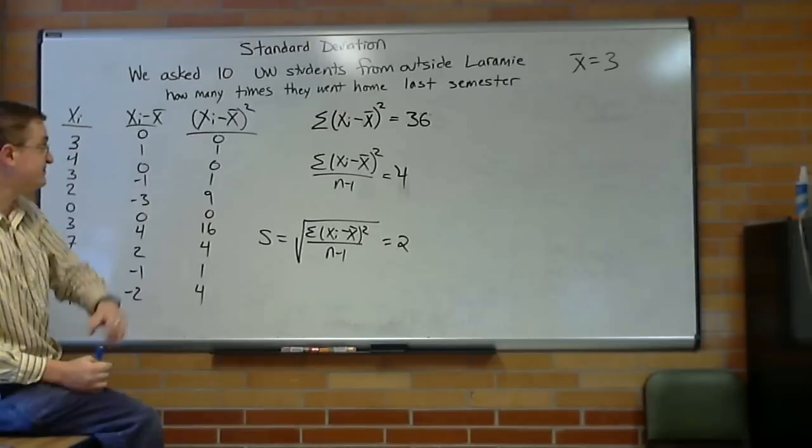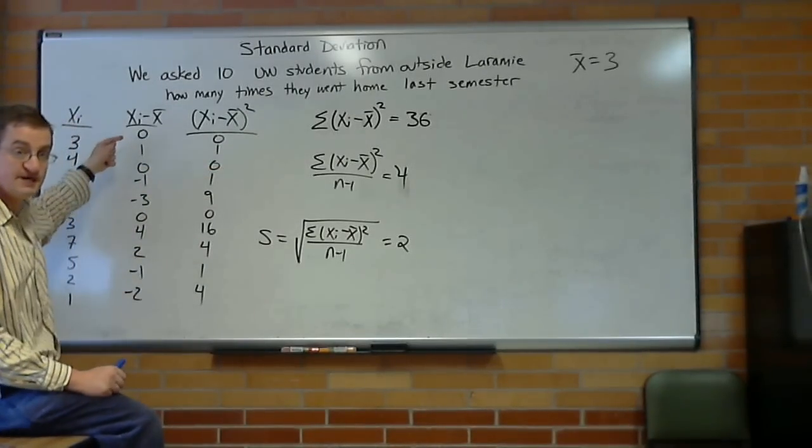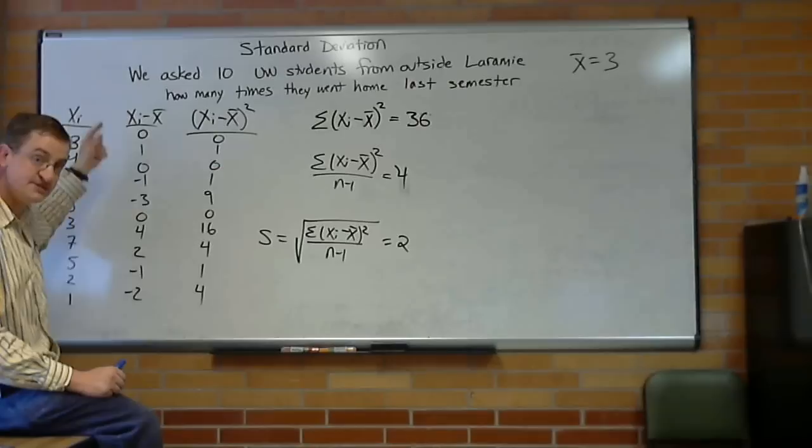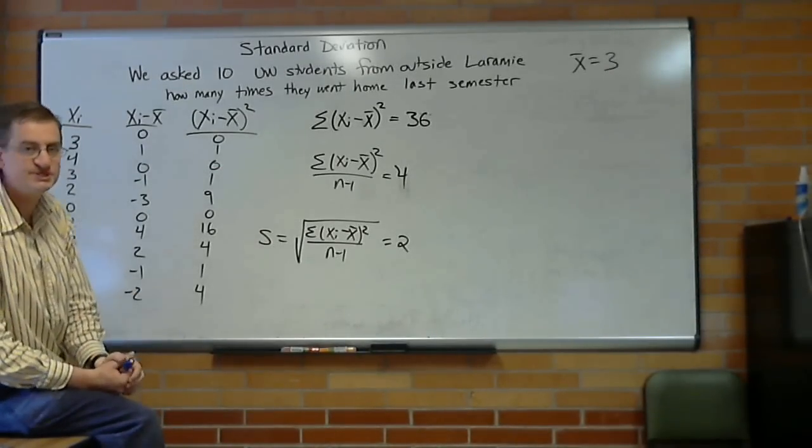Another common thing to watch for is you square these numbers before you add them all up. A lot of times we see students putting all these in their calculator, adding them up, and then they square it. Well, this gives you 0. 0 squared is just 0.